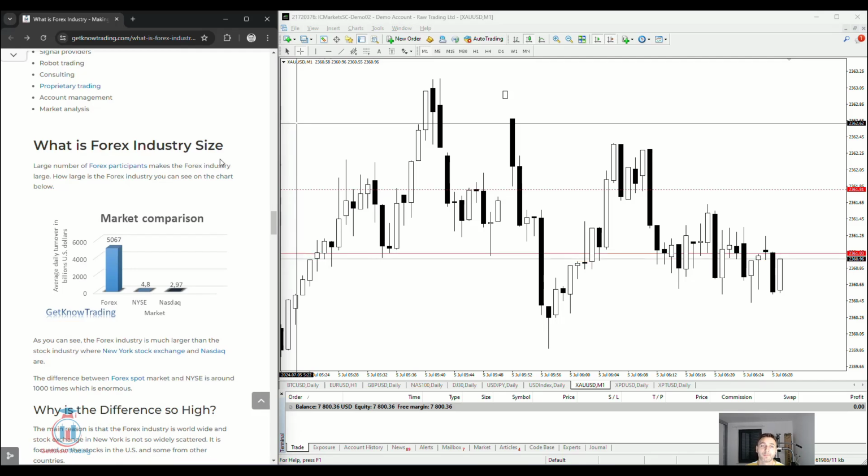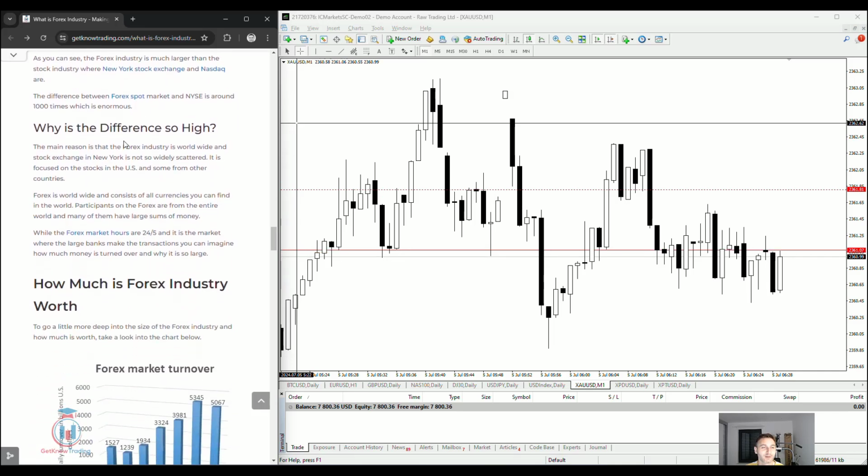It's pretty big, one of the biggest in the world, because you can see that we have 5,000 billion, which means 5 trillion per day traded on the Forex market, compared to 5 billion and 3 billion for the New York Stock Exchange and the Nasdaq. So it is 1,000 times larger than the stock market. It's very, very large. Why is the difference so high?